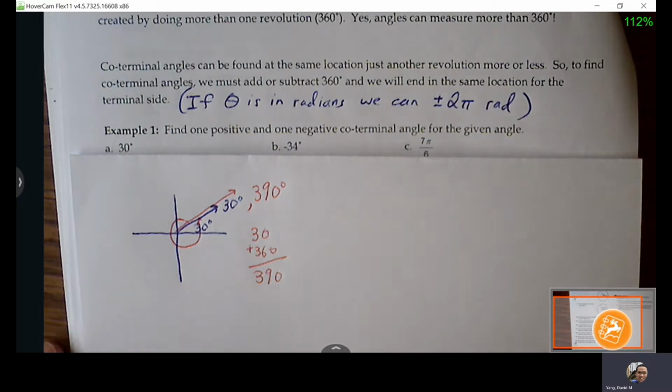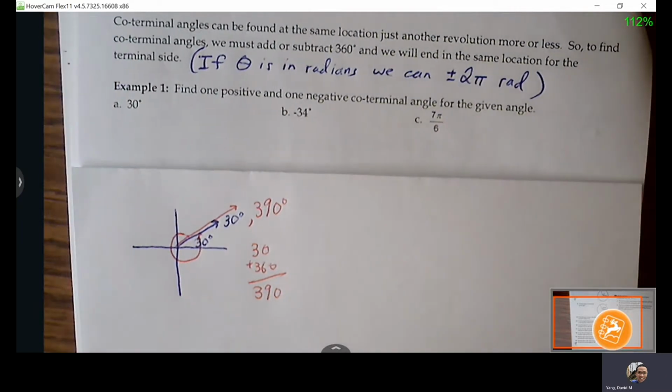So let's try some of these examples. Example one: find one positive and one negative coterminal angle for the given angle. If it's a degree measure, we're just going to add 360, find that angle, subtract 360, get a negative version of the same angle, and write those down.